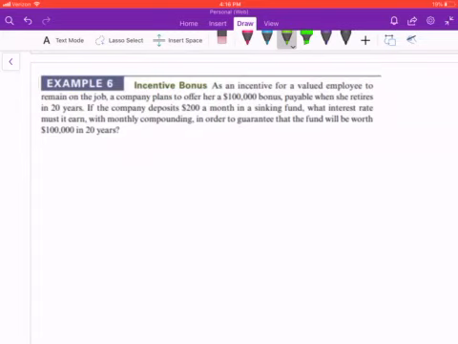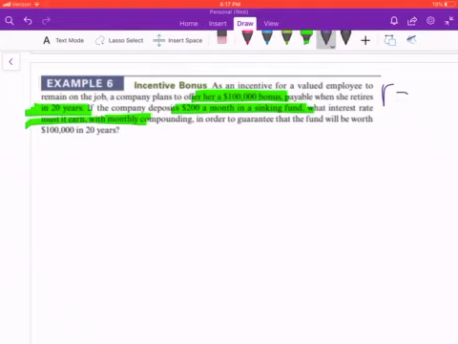Now for this next example, example 6, we have, as an incentive for a valued employee to remain on the job, a company plans to offer her a $100,000 bonus, which is pretty big, payable when she retires in 20 years. If the company deposits $200 a month into a sinking fund, because they're trying to save that amount so that they can afford to pay this person $100,000 after she retires, what interest rate must it earn on the $200 payment a month in a sinking fund with monthly compounding? So now our question is, what will the rate be?